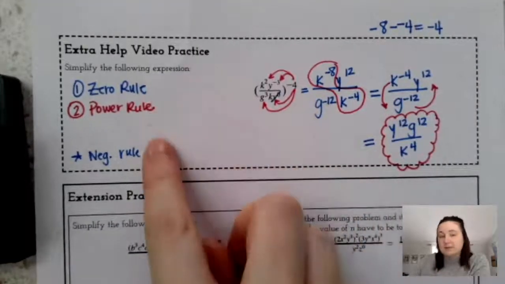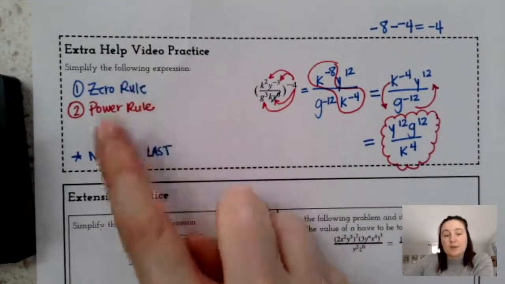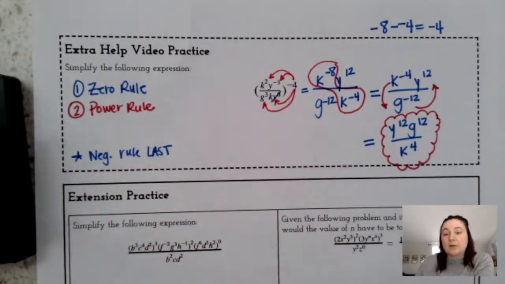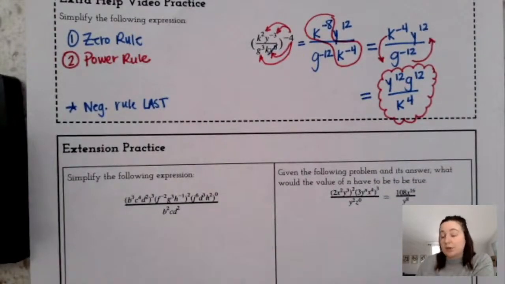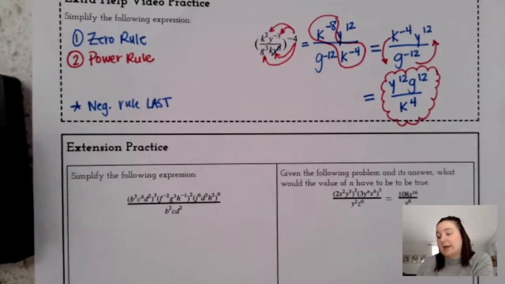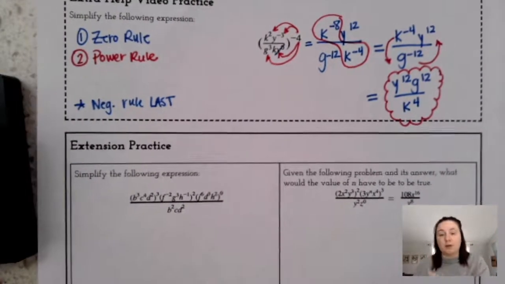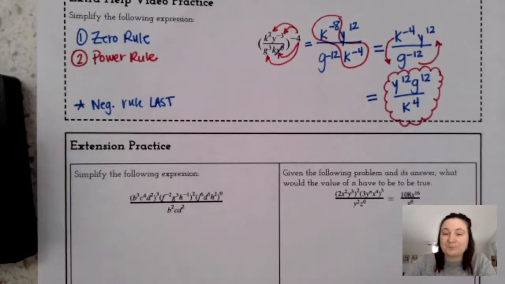So I think having this list of rules, like do 0 first, then power, negative last, will be super helpful for you to make sure that you are able to get all the way through the problem. I hope this helped.